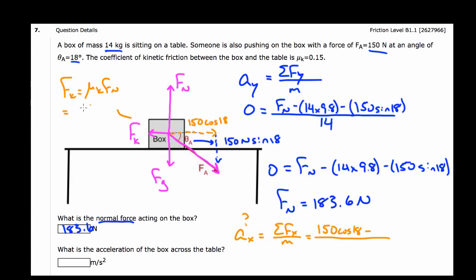And so if I plug in, mu k was 0.15. So this force we can solve for. A lot of forces, we just have to stick their name into Newton's second law and solve for them. But for the kinetic frictional force, we can actually figure out what it is. So 0.15 times the normal force, we figured that out, 183.6. And if you multiply all that out, 27.54. I divide by my mass, which was 14 kilograms. And if I multiply all that out, I get that the acceleration is 8.22 meters per second squared. So that's what you get over here, 8.22 meters per second squared.